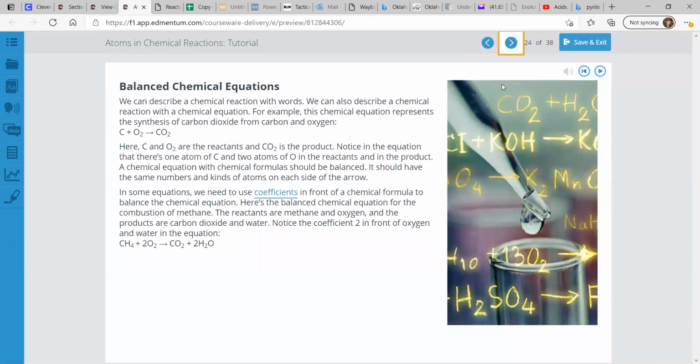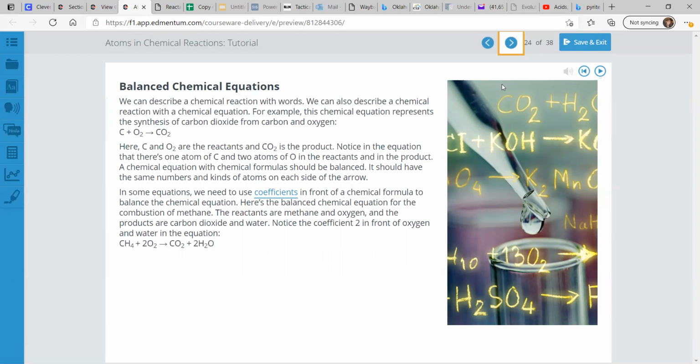Balanced chemical equations. We can describe a chemical reaction with words. We can also describe a chemical reaction with a chemical equation. So for example, this chemical equation represents the synthesis of carbon dioxide from carbon and oxygen. You have C plus O2 to get CO2. Here, C and O2 are the reactants and CO2 is the product.